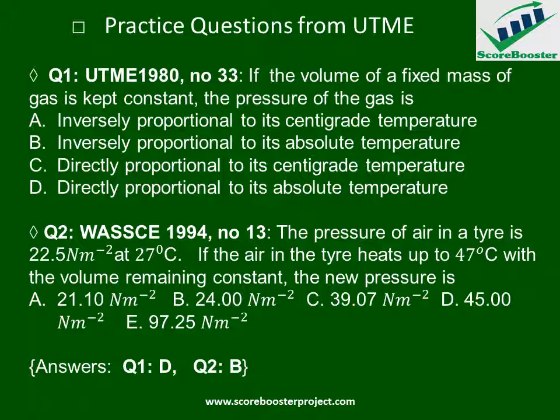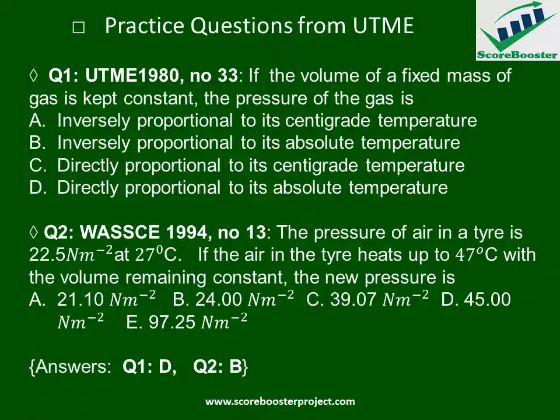Now on to your practice questions. The first question here for practice comes from UTME 1980, number 33. And the question goes thus: if the volume of a fixed mass of gas is kept constant, the pressure of the gas is A. inversely proportional to its centigrade temperature, B. inversely proportional to its absolute temperature, C. directly proportional to its centigrade temperature, D. directly proportional to its absolute temperature.